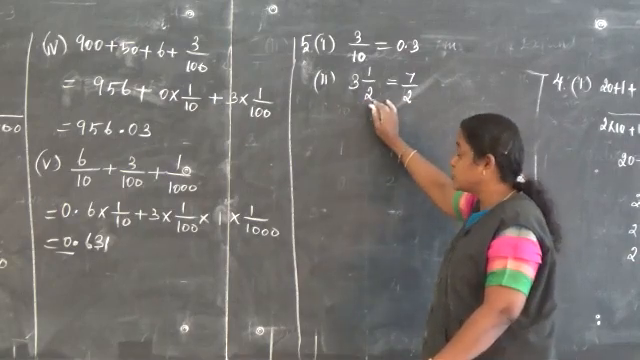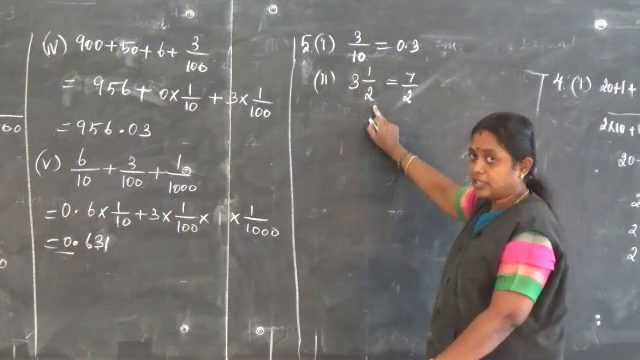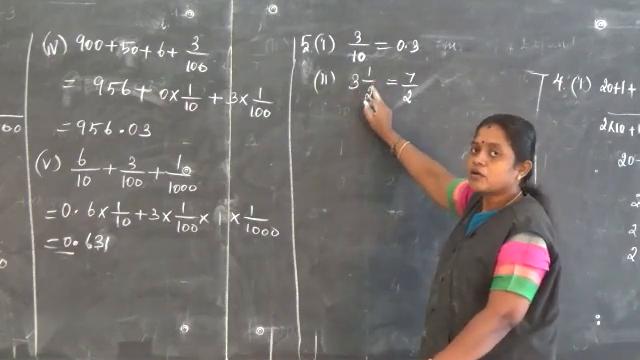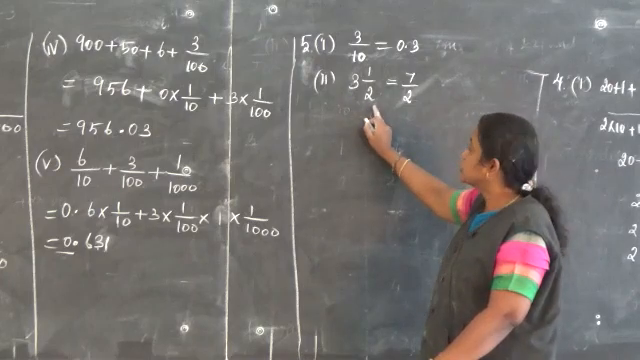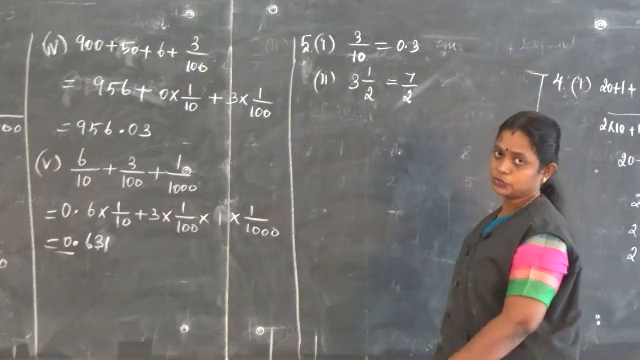So how to convert to improper fraction? You should multiply the whole number with the denominator, then add to the numerator. What is the denominator given to us? 2. So 3 into 2, 6, 6 plus 1, 7 by 2.